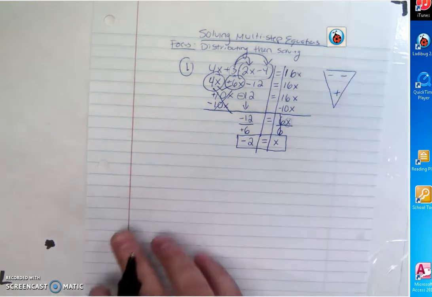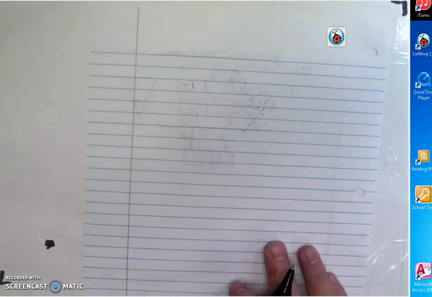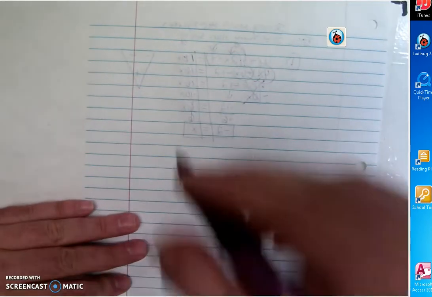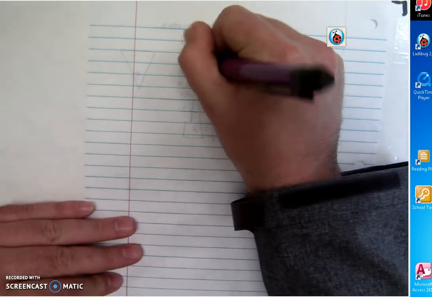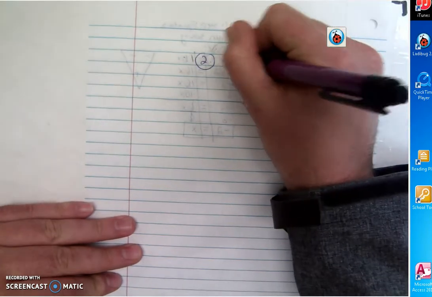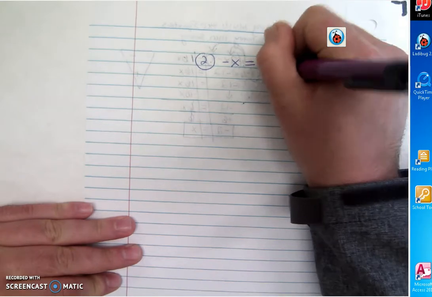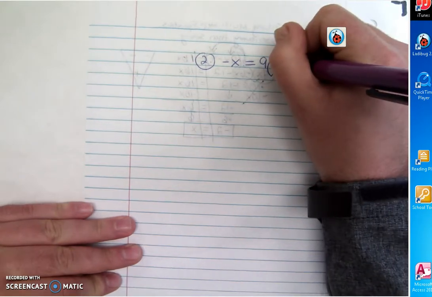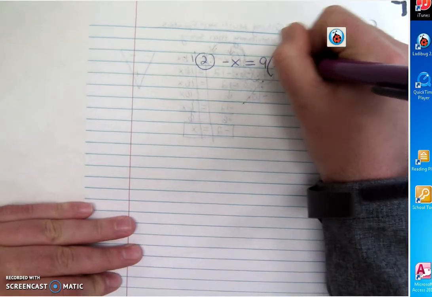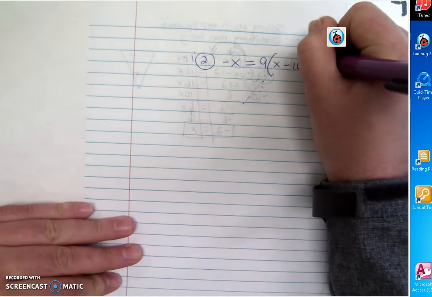All right. So now we're going to look at a similar question, another distribution question, a little bit more complex. So let's take a look at number 2. We have negative x equals 9 times the quantity. Whenever you see that, it means times the quantity, x minus 10.